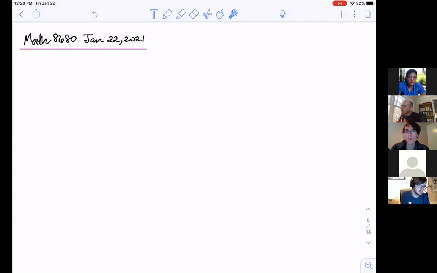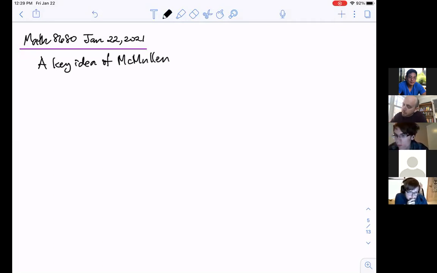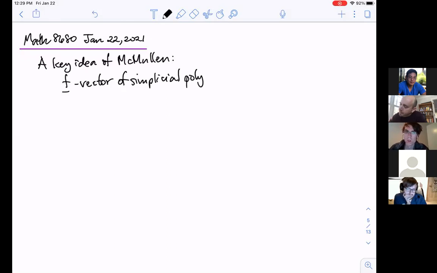So let's start with the first of McMullen's key ideas that helped us. And so this is a key idea of Peter McMullen, again, not Curt McMullen. The F vector of a simplicial polytope is way too much information. It's really redundant and too big. So TMI, right? It's redundant, it's too big, and it's better to look at something called the H vector.